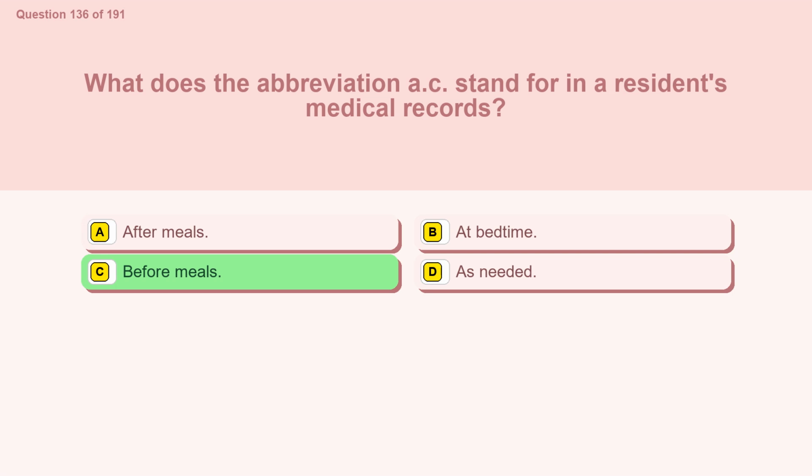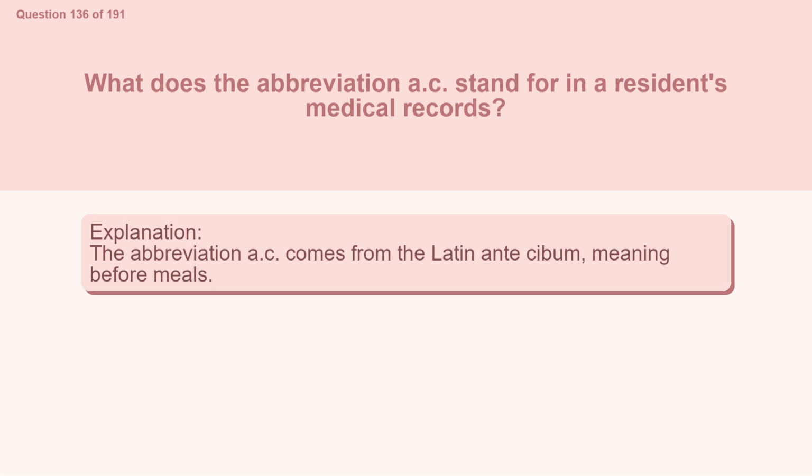The correct answer is option C. Before meals. The abbreviation AC comes from the Latin ante cibum, meaning before meals.